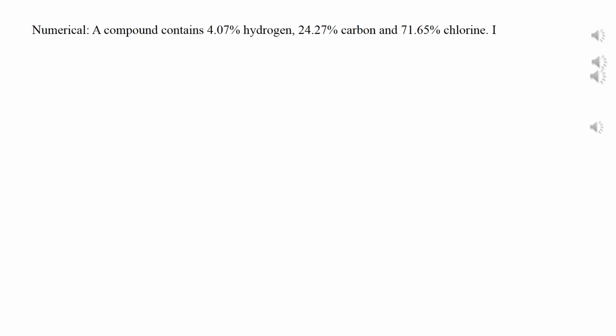Let's understand the concept of empirical formula and molecular formula by doing some numerical problems. So first is, a compound contains 4.07% hydrogen, 24.27% carbon and 71.65% chlorine. Its molecular mass is 98.96. What are its empirical and molecular formulas?